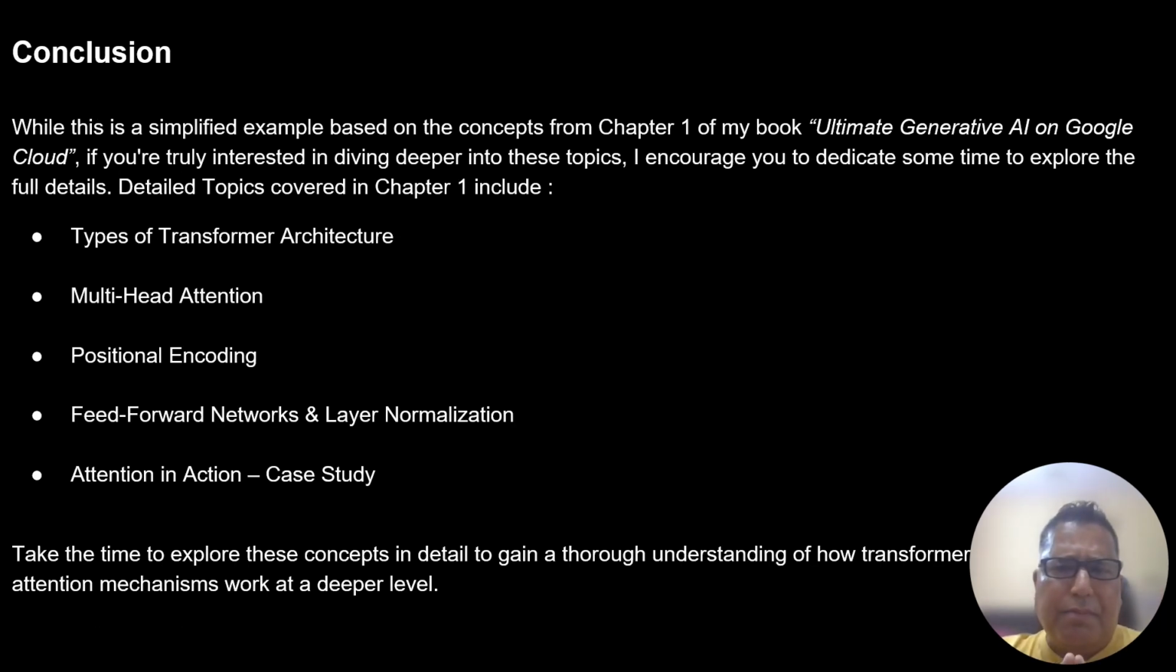While this is a very simplified example based on the concepts from chapter 1 of my book, Ultimate Generative AI on Google Cloud, if you're truly interested in diving deeper into these topics, I encourage you to find some time and really go through these and enjoy those sessions. For example, in chapter 1, I've also talked about types of transformer architecture at much length with a very detailed example covering each component such as multi-head attention, positional encoding, feed-forward networks and layer normalization, and a case study.